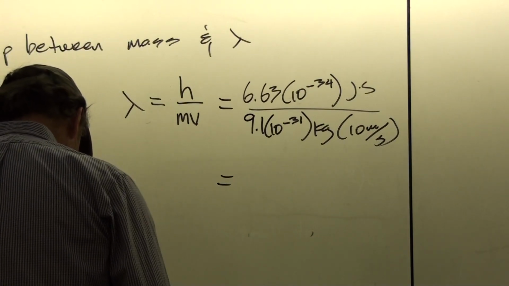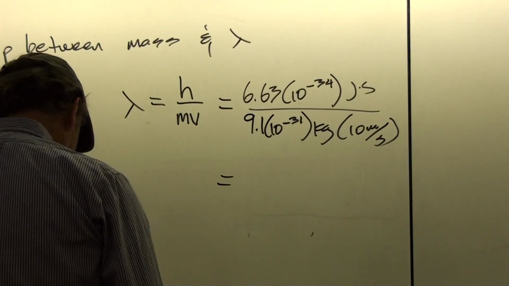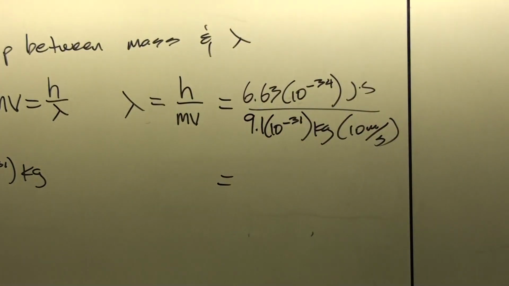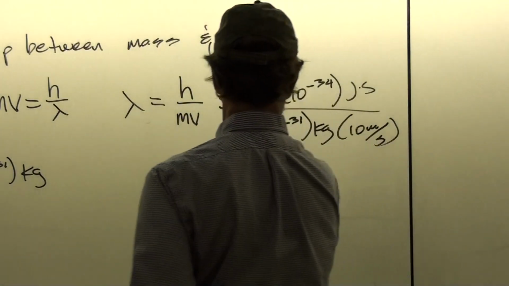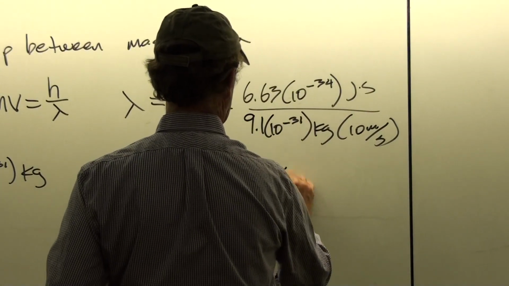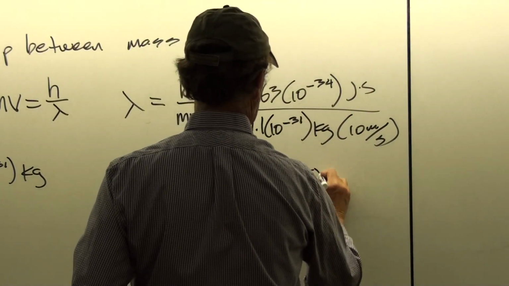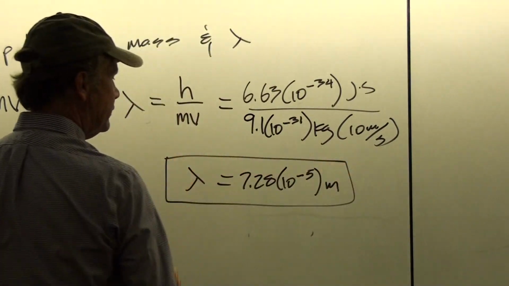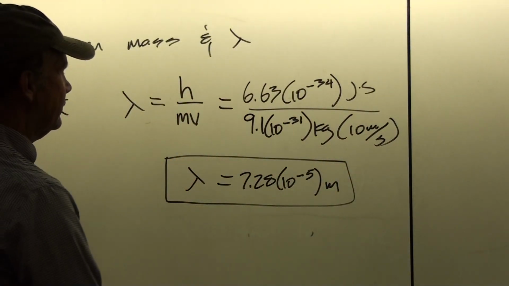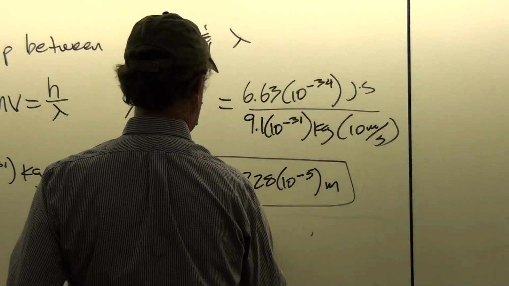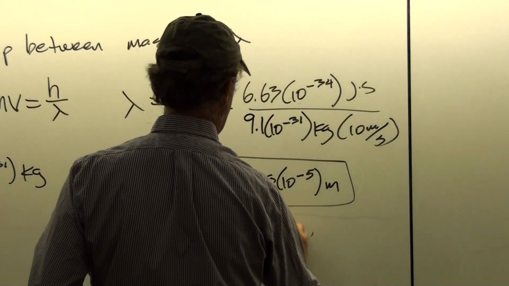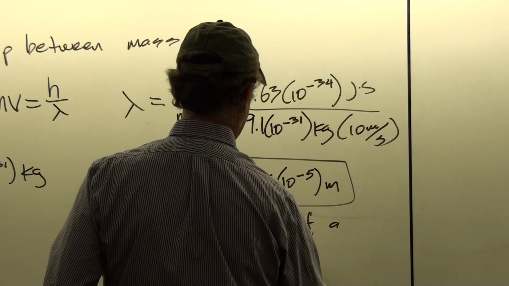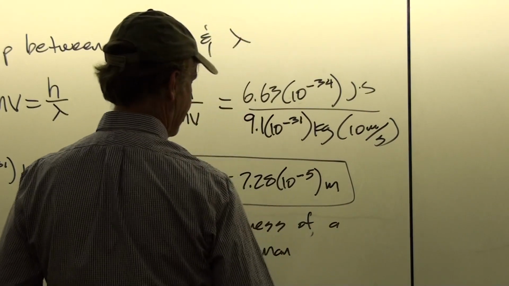We get 7.28 times 10 to the minus 5 meters, which is roughly the thickness of a human hair, depending on what kind of hair you have. Some people have thicker hair.